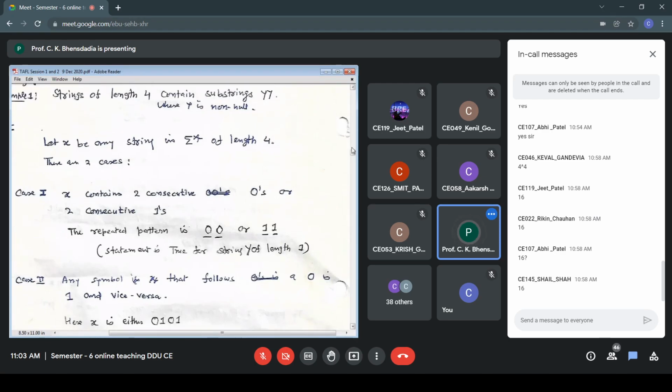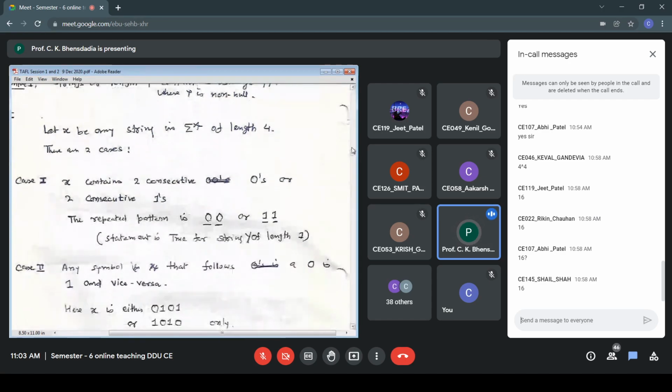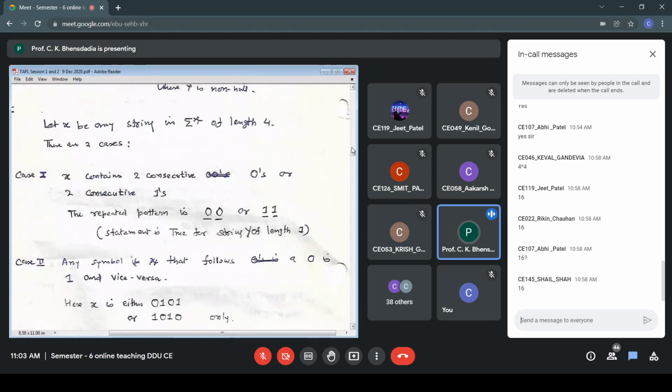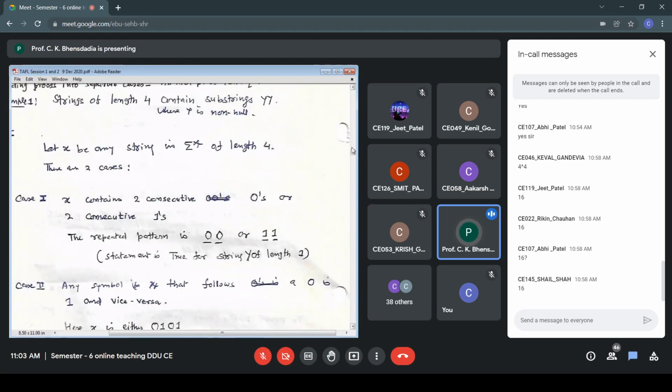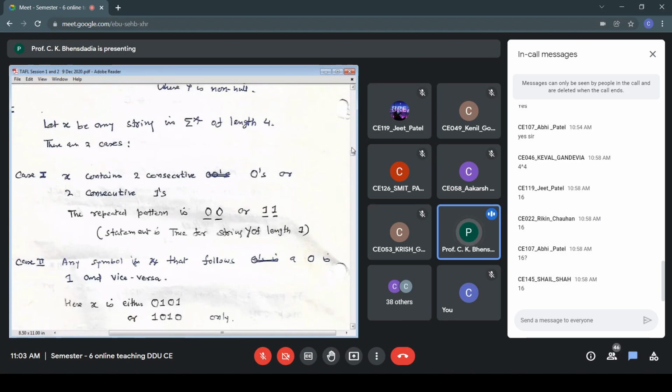In the previous case, what did we take? Substring 0 0 or 1 1. There are 2 more symbols, but it doesn't matter because we require only one yy. In this case, I'm taking the entire string. X is 0 1 0 1, length 4. I'm taking the entire string, and my repeated pattern here is 0 1. My first y is 0 1, second y is 0 1. Similarly, in the next case, my first y is 1 0, second y is 1 0. So in both cases, we could find a pattern yy in a substring of X.